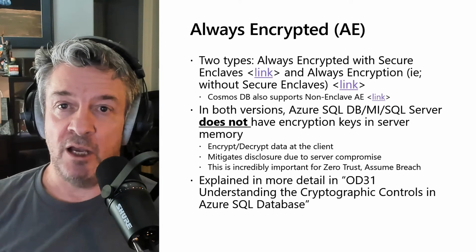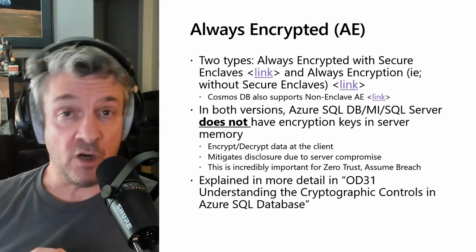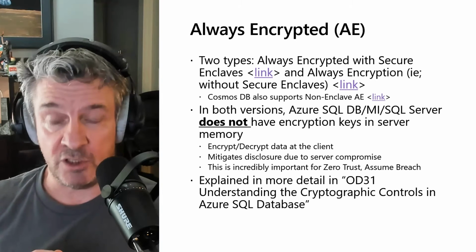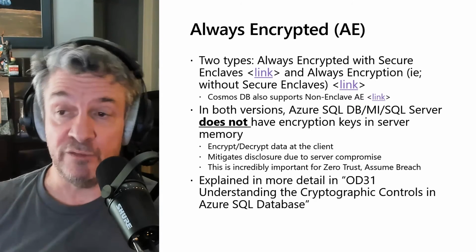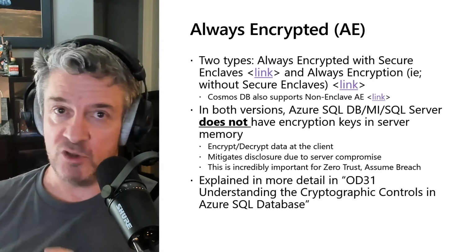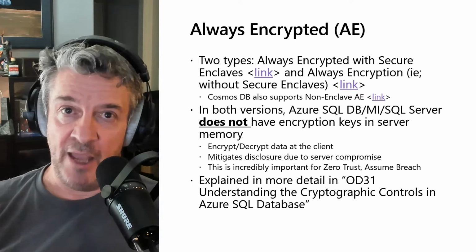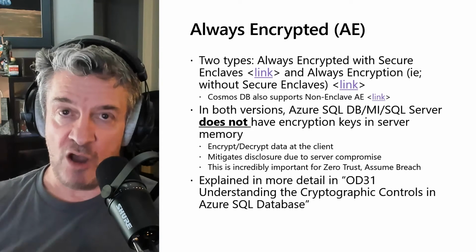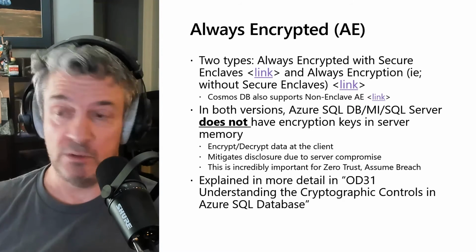There are two types of Always Encrypted. There's Always Encrypted with secure enclaves and Always Encrypted without secure enclaves. Cosmos DB also supports Always Encrypted, and it's the non-enclave version. What's really important here is that in both versions, whether it's the enclave or the non-enclave version, the encryption and decryption keys are not in the server process memory. They're not there at all.